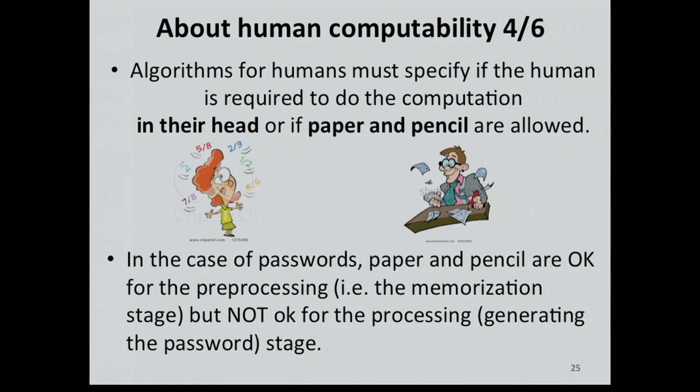About human computability, algorithms for humans must specify if the human is required to do the computation in their head or paper and pencil is allowed. Yeah, I want it to be done in your head. Here the head home to look at, but I really want it in the head. In the case of passwords, paper and pencil are okay for the pre-processing, for the memorization stage, but not okay for the processing, generating the password.